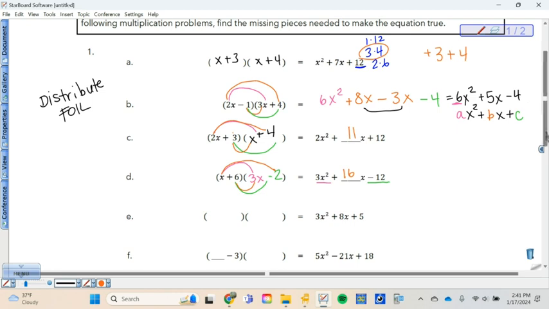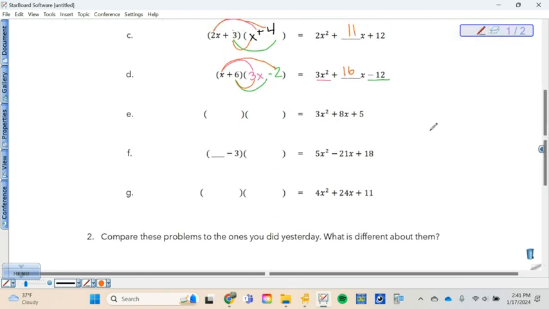Okay, so I want to look at part E. Part E, and I'm going to show you a little, this is kind of how I teach it, okay? Because yesterday, all we had to do was look at that last number, right? And think to ourselves, what are the numbers that multiply together to get to 5? What numbers multiply together to get to 5? 1 and 5.